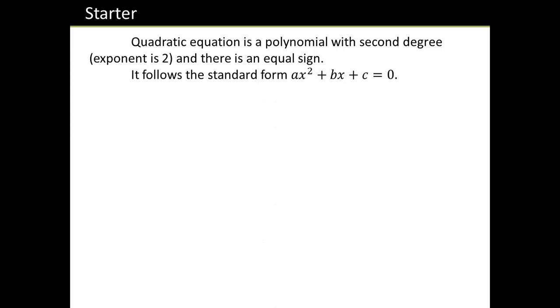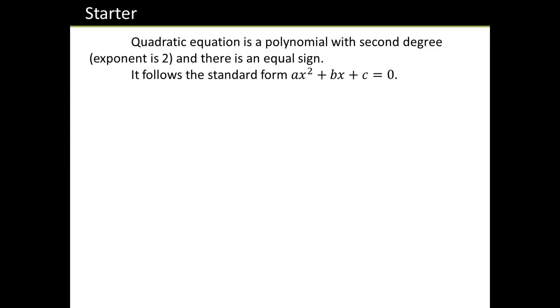So this is quadratic equation, and we learned in polynomials that a polynomial is made up of many terms. Poly means many, nomials means terms. In a quadratic equation, it is still a polynomial composed of many terms. In the standard form, ax squared is one term, bx is the second term, c is the third term, equals 0 is the fourth term. So it is made up of different terms.